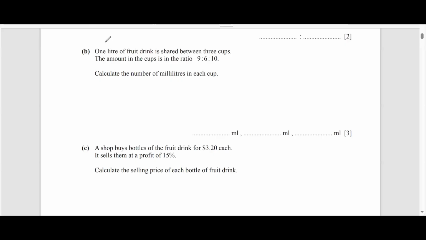For this, what we need to do is 1 liter. 1 liter, we know it is 1000 milliliters. We can see that the answers should be in milliliters. So 1 liter is 1000 milliliters.